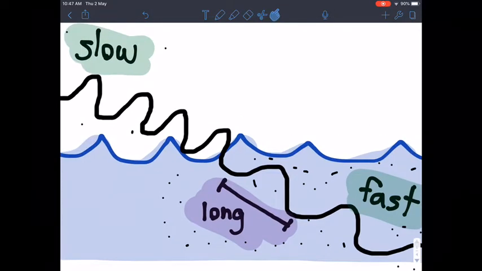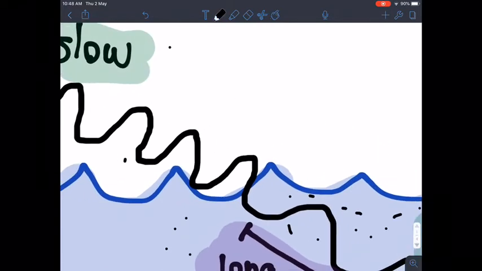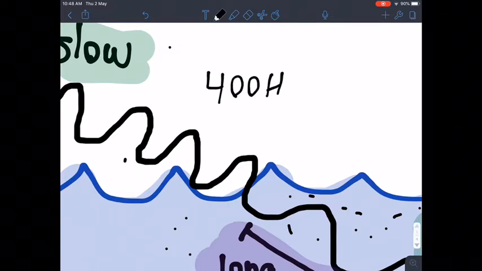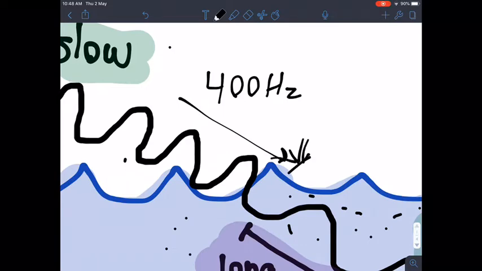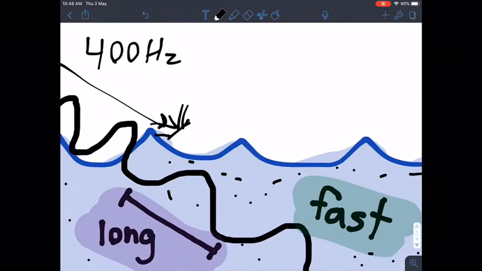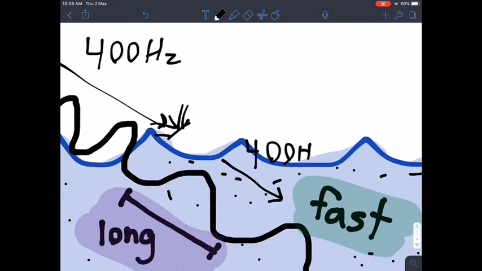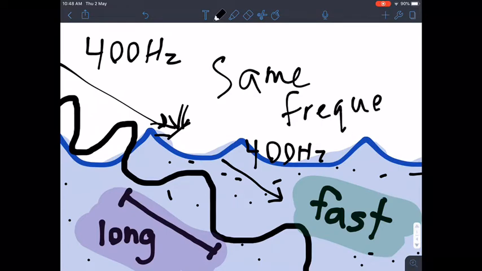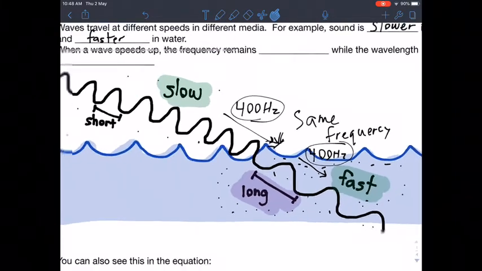Now, here's what you got to think about. You got to think about the moment when these waves are coming here and they're hitting the surface of the water. They're at a certain frequency. They might be, let's say, like 400 hertz. So there's 400 waves hitting that water each second. And each time a wave actually impacts the water, it's going to create a wave in the water. And so in the water, the wave is also going to be 400 hertz. There's going to be the same frequency outside the water as there is inside the water, okay?